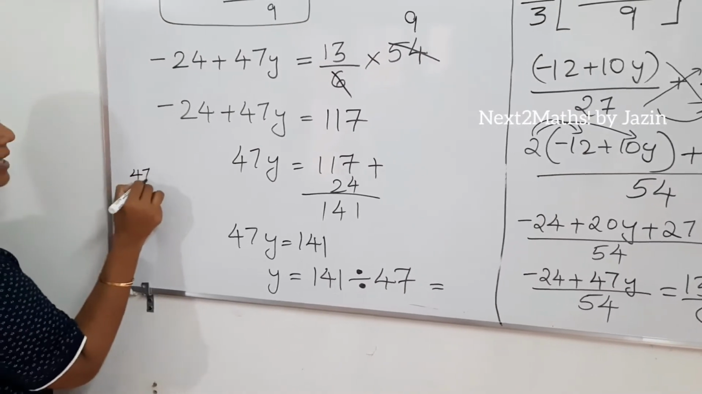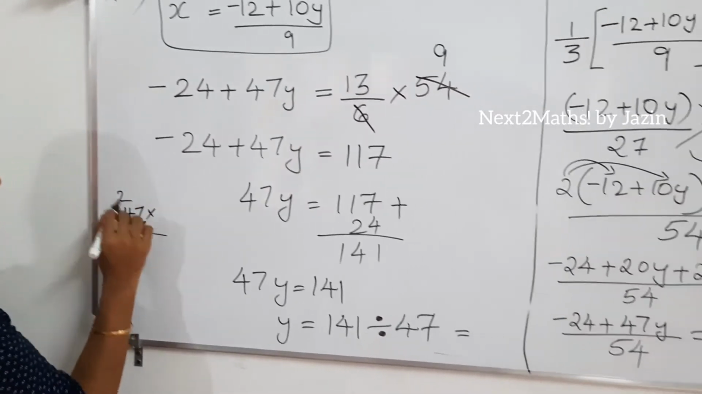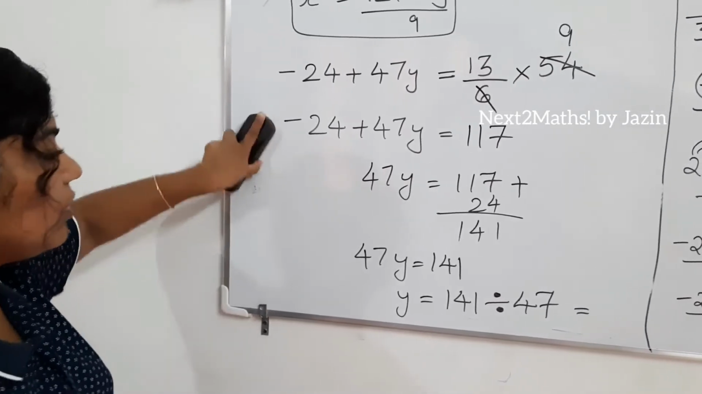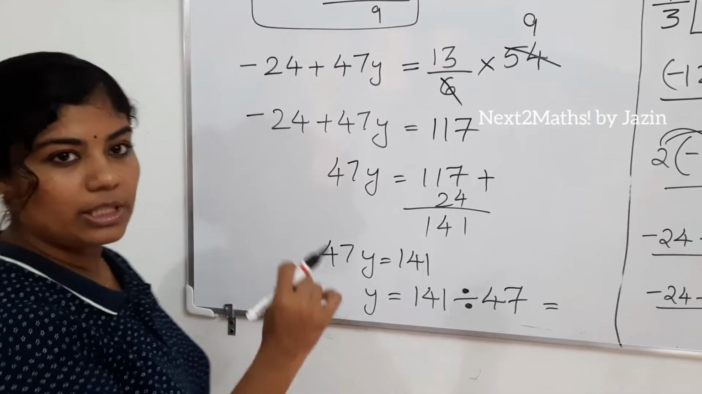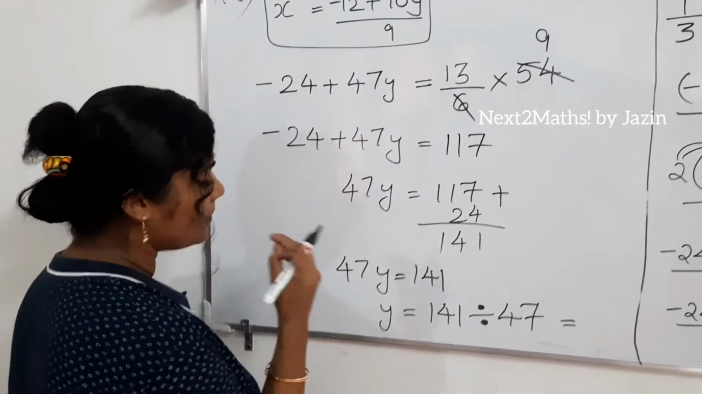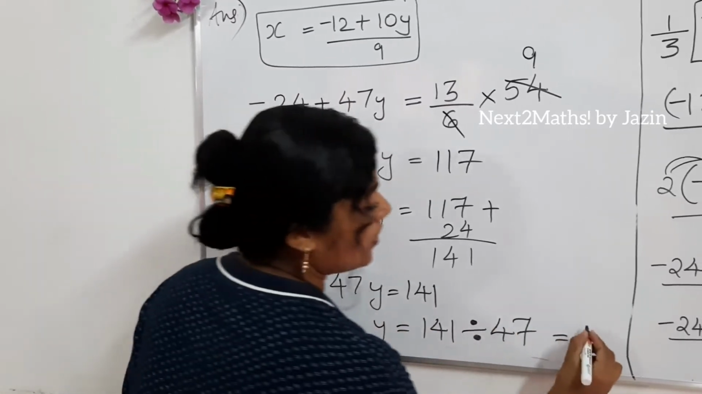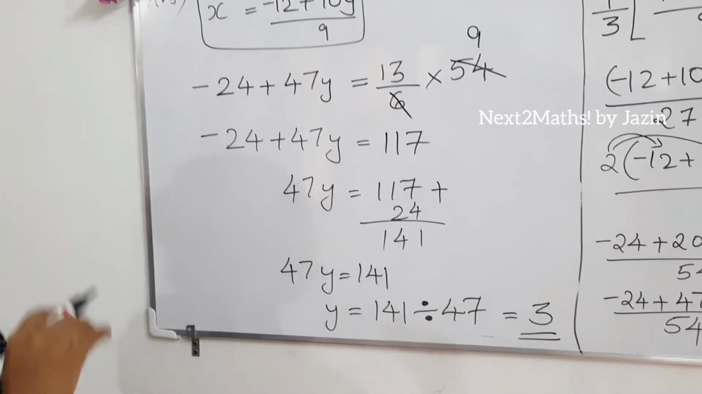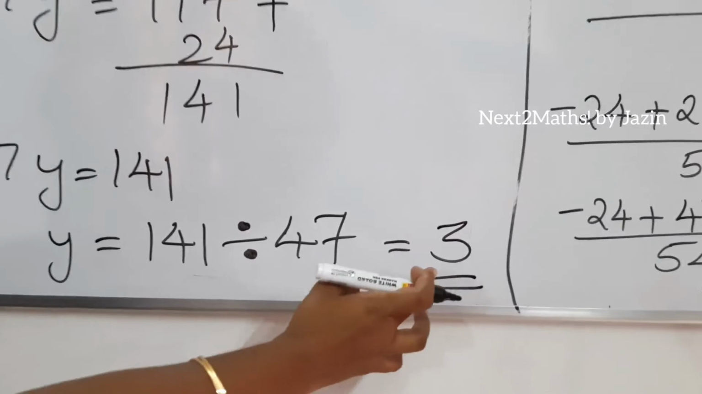47, you can multiply with 3. 7 threes are 21, 12, 13, 41. 41 you will get, right. So what is the value when you are dividing 141 with 47? 47 multiplied with 3, you will get 141. So y is 3. So write here y is 3. So we got what is y. We got y equal to 3.